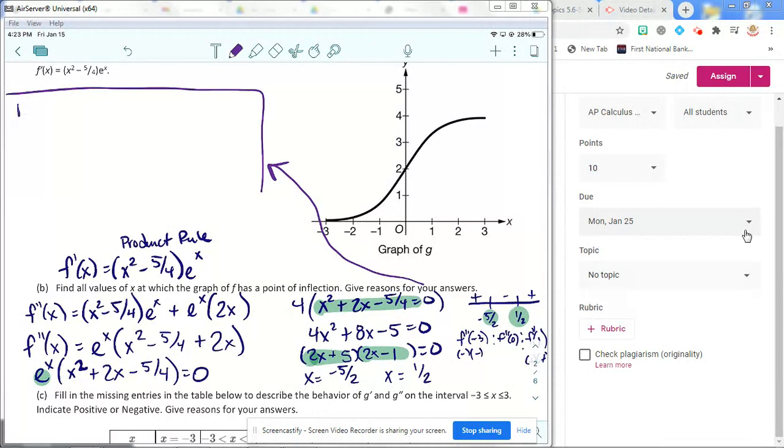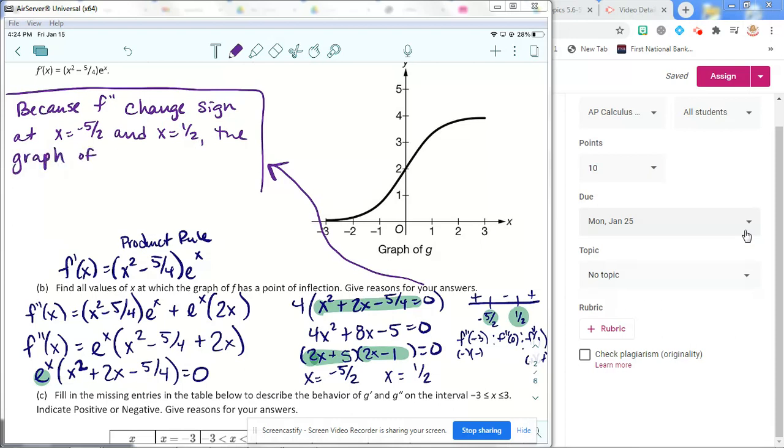So I'm going to say because f double prime changes sign at x equals negative 5 halves and x equals 1 half, the graph of f has points of inflection.